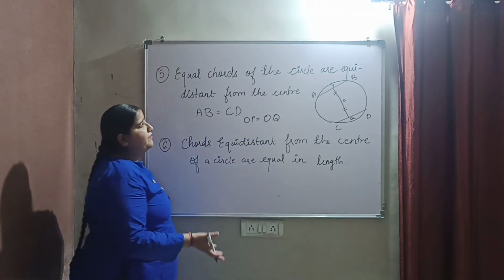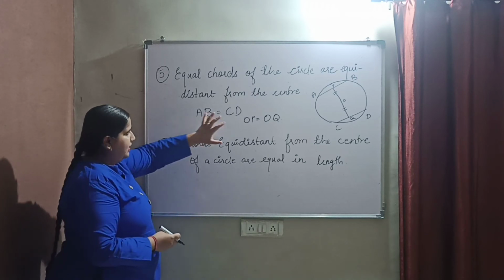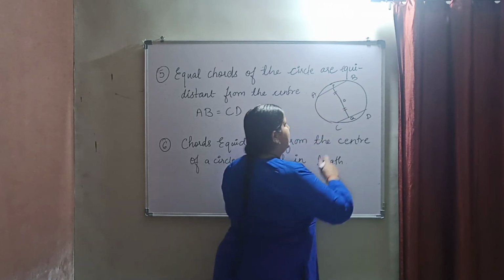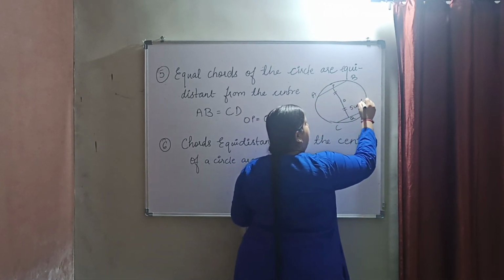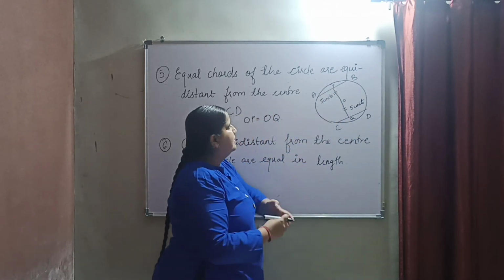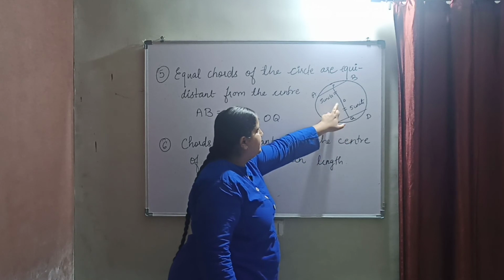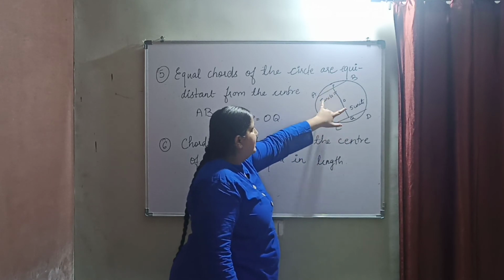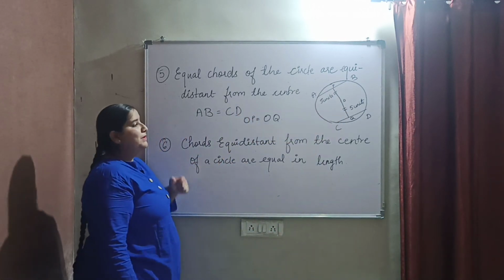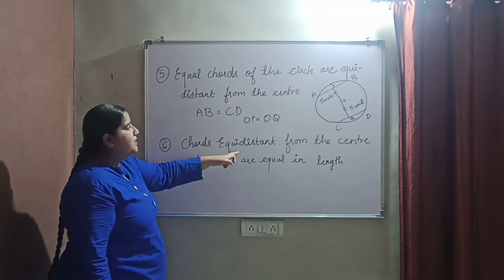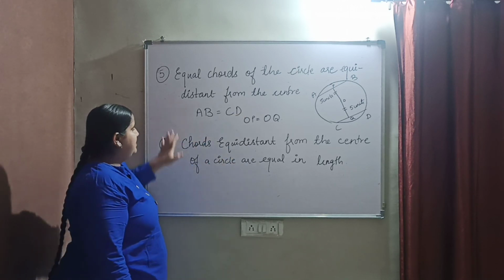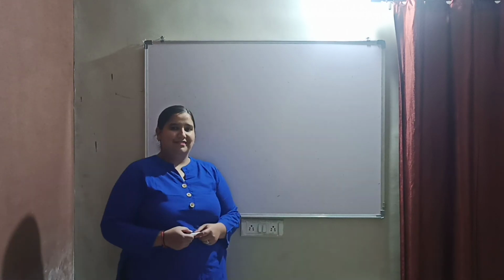Now if you are given with the vice versa of this particular statement, that is, if you are given that two chords are there which are at equal distance, suppose this distance is 5 units and this distance is also 5 units, and you are given in the data that the distance of this chord from the center is 5 and distance of this one is also 5, then if these two distances are same, then the chords will be equal. This is the statement of theorem number 6. That is, chords equidistant from the center of a circle are equal in length. These two theorems are very important.